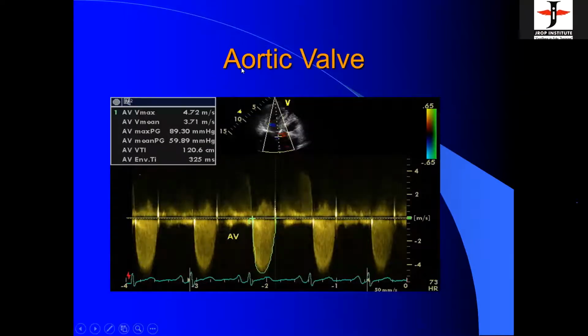For example, here you see the aortic velocity. We have taken it from various views, and again you see the peak velocity is 4.72. So 4.72 into 4.72 into 4 gives you 89. Now, if your velocities are wrong, if you do not record this correctly, it may be underestimated also.